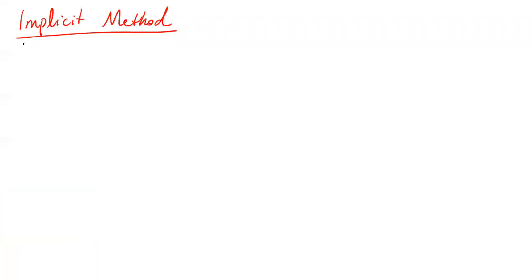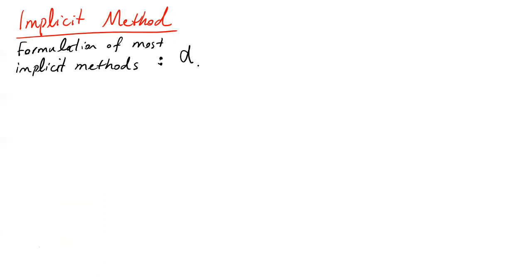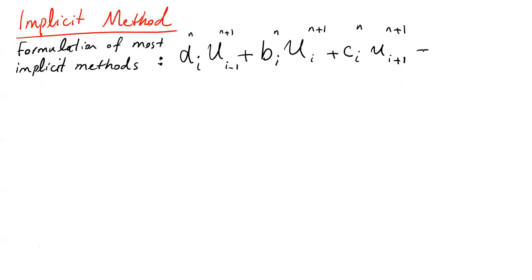So let's just start from here, the formulation of most implicit methods, following this shape: A sub I U I minus 1 at time step n plus 1, plus B sub I at time step n, U I at time step n plus 1, plus C I at time step n, U I plus 1 at the next time step, equal to D I at time step n.